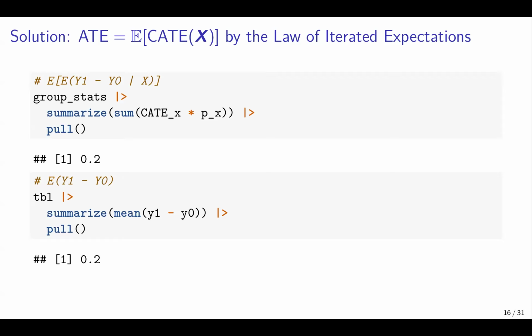When we do that, what we should get is exactly the same thing as the ATE, because the ATE is just the expectation of the conditional average treatment effect. So we plug in each of the values of x, and we weight by the share of people with that value of x. Does it work? Well, it had better work. It's the law, and indeed it does. So we get the same value in each case, which is 0.2.